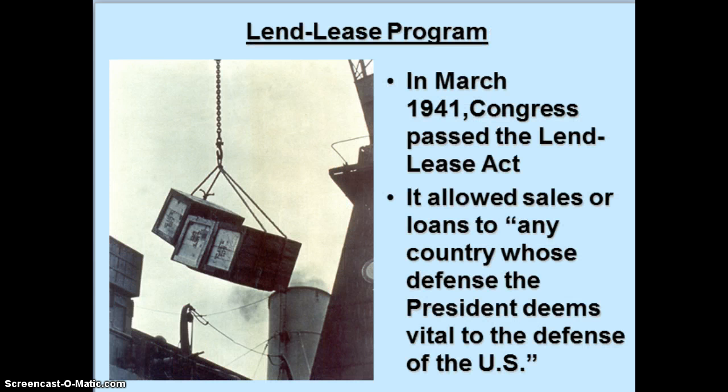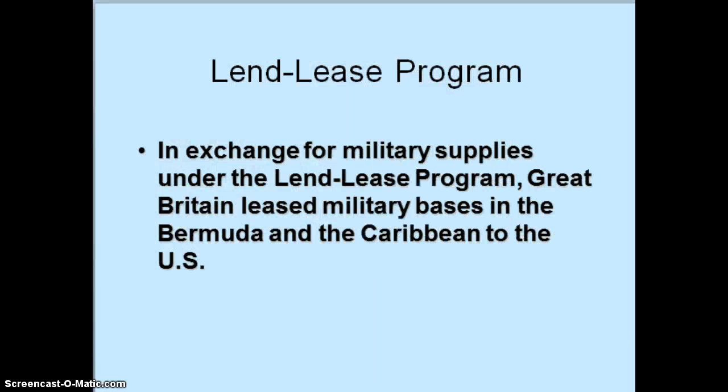There are many things that the U.S. could sell or loan to a country who needed help. Most of the time it was lending items. In exchange for military supplies like warships, canned food, any kind of supply, Great Britain leased military bases in Bermuda and the Caribbean to the U.S. Because remember, they're coming off the Great Depression, so they don't always have cash to pay for these items. So they lease these military bases instead, so that the United States has more opportunities for bases around the world.